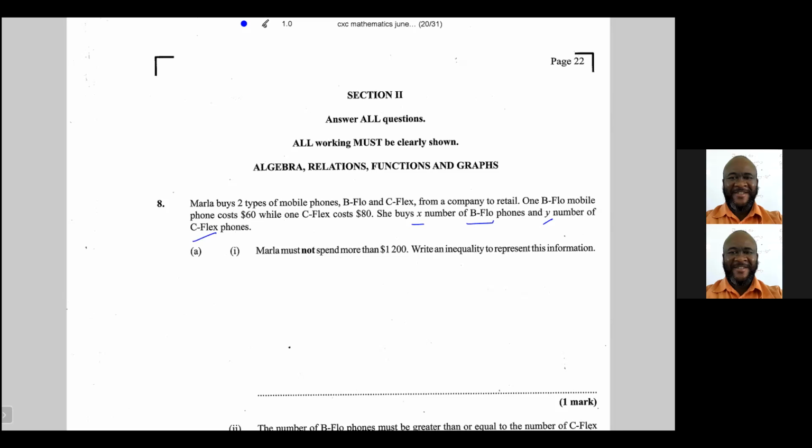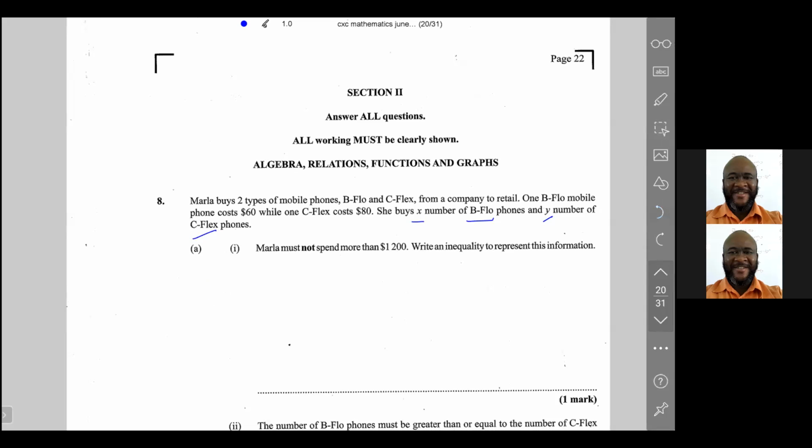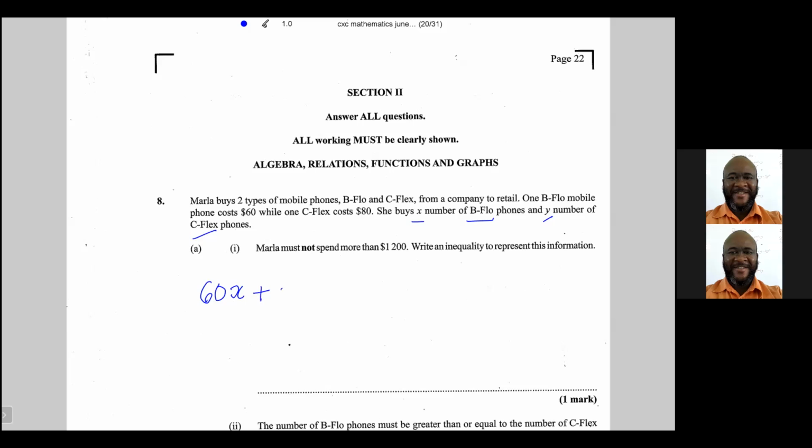Well, first of all, one B-Flow mobile phone costs $60. So if one costs $60 and I bought X of them, the total amount of money I spend is 60X. If I know the cost of one is $60, and I bought X of them, what I spent is 60 times X, 60X dollars. Now, one C-Flex phone costs $80. I bought Y of them. So I spent a total of $80Y dollars on C-Flex phones.